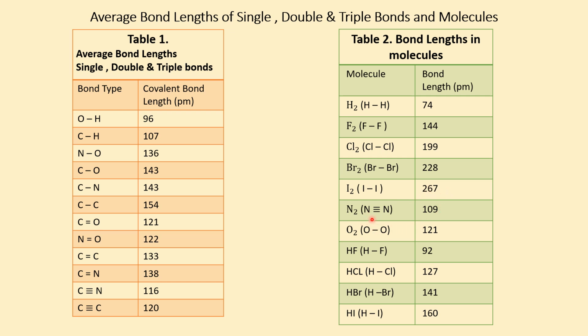N2 has a triple bond between two atoms N and N and its bond length is 109. For O2, that is O double bond O, the bond length is 121 picometers. Similarly, the case for HF, HCl, HBr and HI, and the respective values are 92, 97, 141 and 160. So please pause this video and note down, copy these two tables.